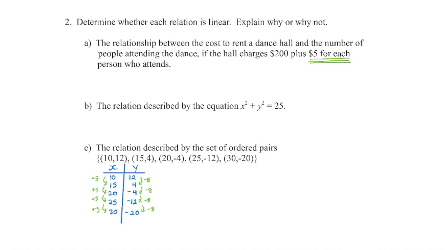Because that $5 is going up by a constant rate of change on top of the $200 fee we're paying initially, it is going to be linear, and it's because this is a constant rate of change. So this is linear.